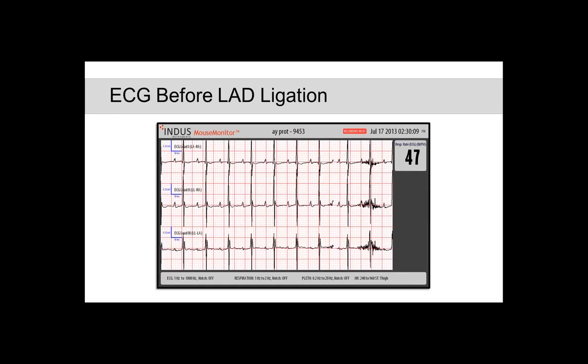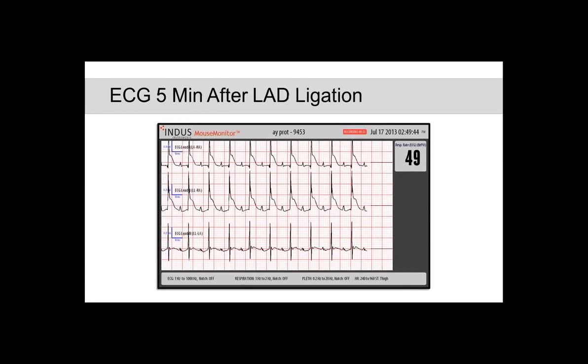This slide just shows an example of one of the mouse monitor screen captures that we made from one of our animals. This is in a pre-MI setting, so before the LAD ligation. We typically look at lead 2, but it allows you to acquire multiple leads. Respiratory rate is also very important for us in surgery to make sure that the animals are being oxygenated properly. So this is a pre-MI EKG, and then this is the exact same mouse taken after MI, showing nice ST segment elevation.